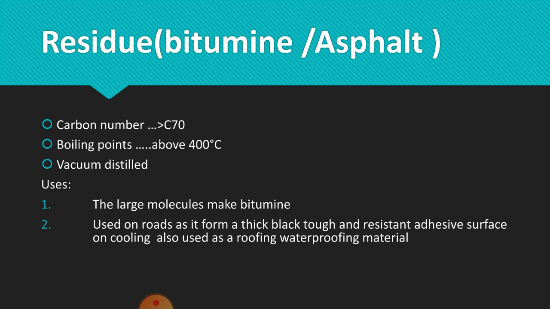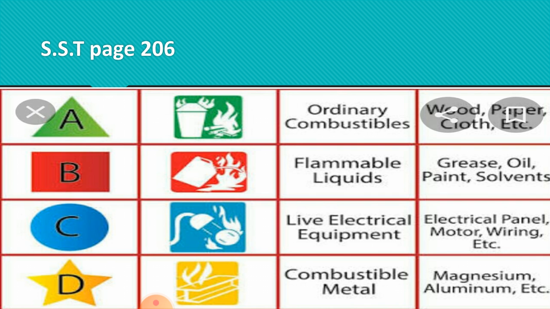It can be used on the road because it will form a thick, black, tough and resistant adhesive surface on cooling, and it can also be used in roofing and as a waterproofing material because it is oily to the touch, so it is a waterproof material. Then, dear students, we discussed Science, Society and Technology, which is on page number 206.